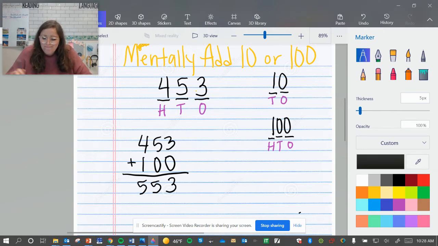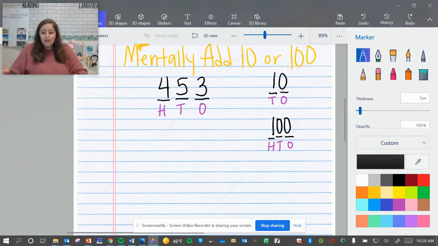You want to know why? I'll tell you why. Because since 10 has a 0 in the ones place, I'm not adding any ones to my number, am I? And I'm not adding any ones or tens in the number 100. All I'm adding is 100. So all that's going to happen is, if I'm adding 100, my hundreds place will change. If I'm adding 10, the tens place will change. Everything else stays the same, okay?